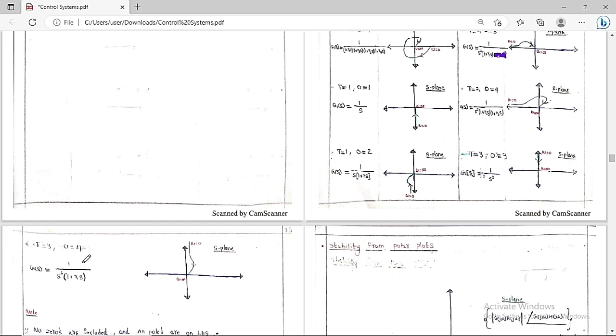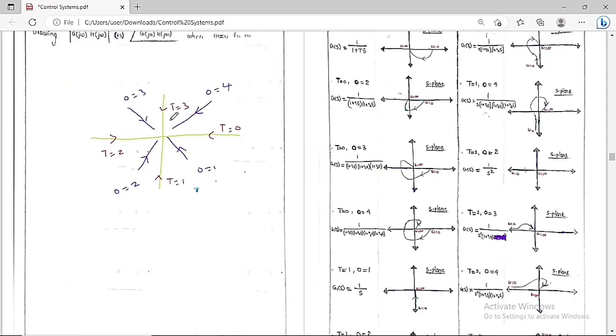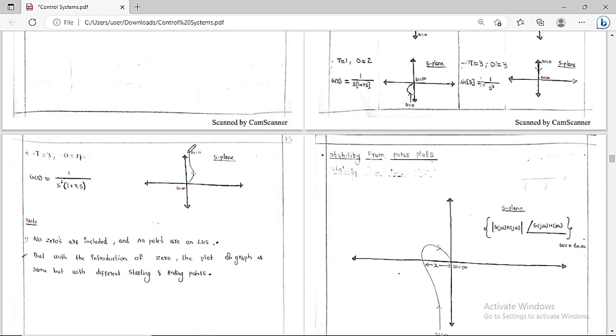So if you want to draw the polar plot for this open loop transfer function, the initial point is always the type of the system and the final point is always the order of the system. So type is 3, order is 4, which means it will go in this format. It will come here and finally join here. So this is the polar plot that we are going to get.